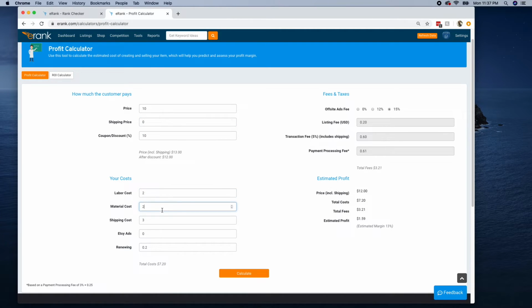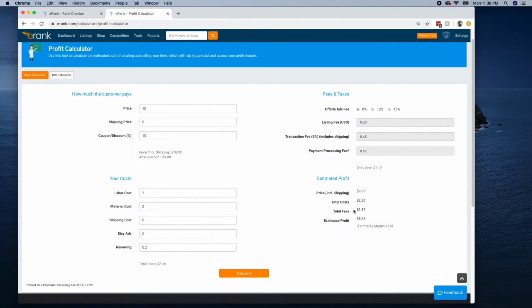So let's see what a digital product is where you have no shipping cost, you have no material cost, you don't run ads because you do organic, you have no offsite ads. Let's see what that is. So with that, you only pay $1.17 in fees, and then you have an estimated profit of $5.63. Your estimated margin jumps to 63%, which is so much more.